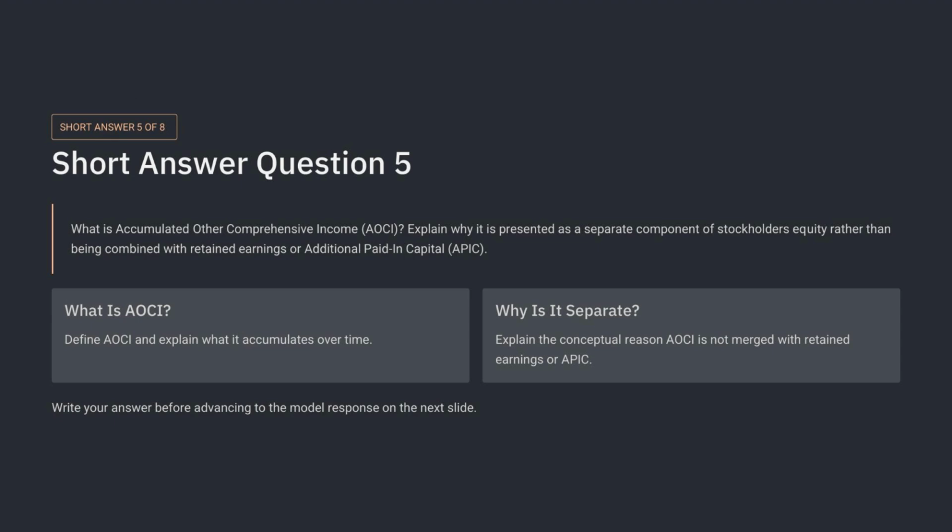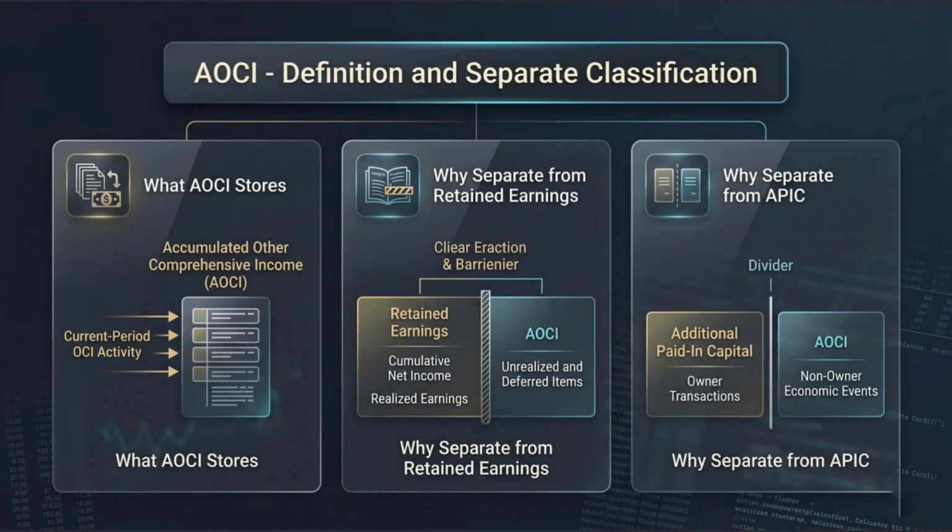Your answer should define AOCI, explain what it accumulates, and then separate it conceptually from both retained earnings and owner contributed capital. A strong answer would define AOCI as the cumulative equity account that stores net after-tax OCI items recognized in current and prior periods, less amounts reclassified into net income.